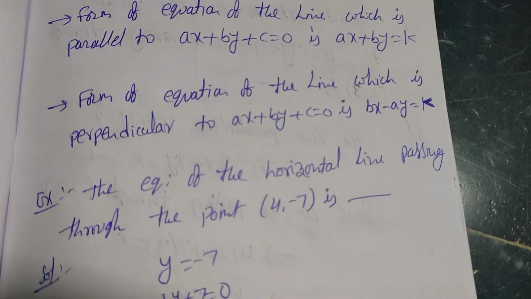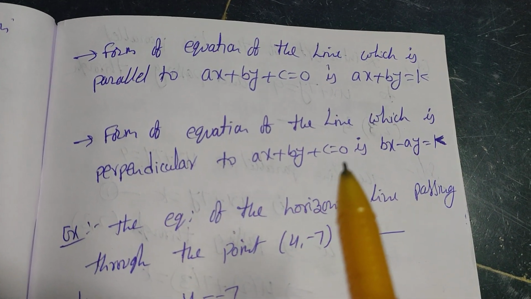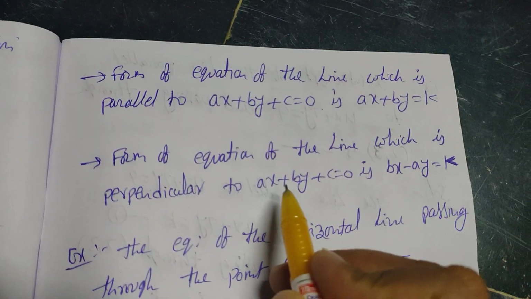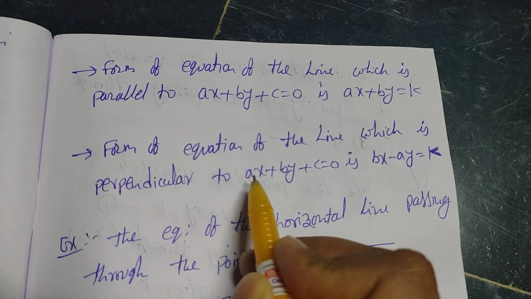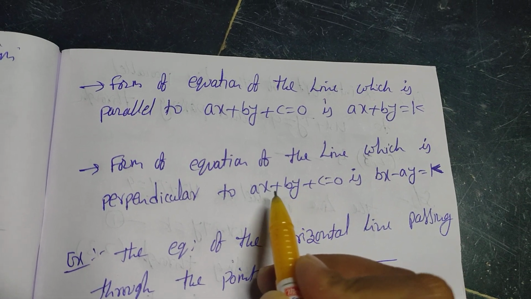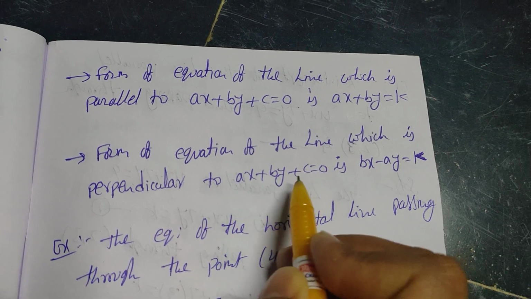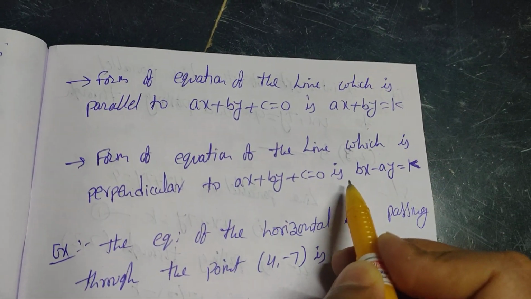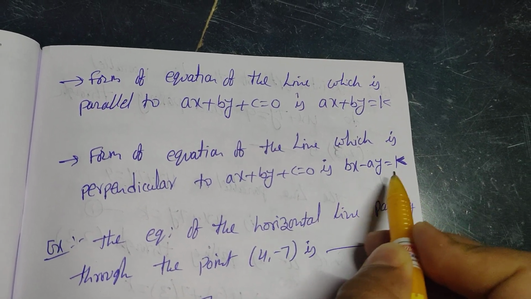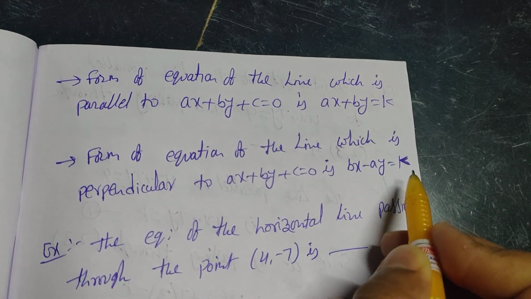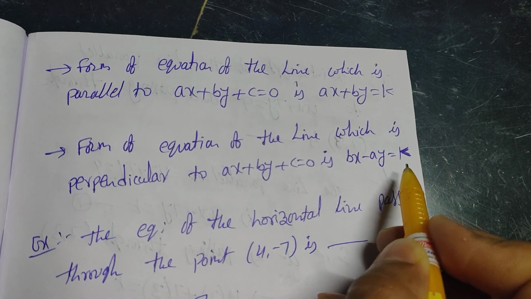Next one, form of equation of the line which is perpendicular to ax plus by plus c is equal to 0. See here, you just remember. This b take as coefficient of x and this a take as coefficient of y and take in between minus. That gives the perpendicular equation of the given equation. That means the perpendicular equation of this line is nothing but in the form of bx minus ay is equal to k, where k is a constant.